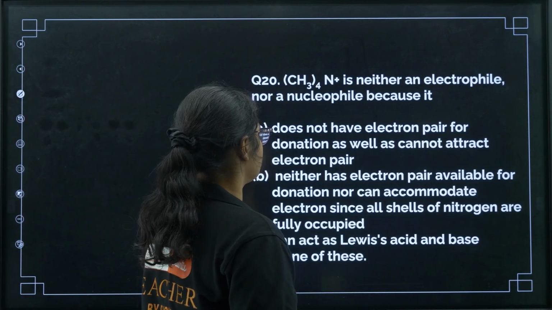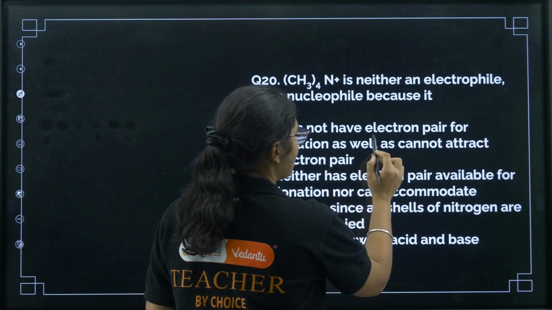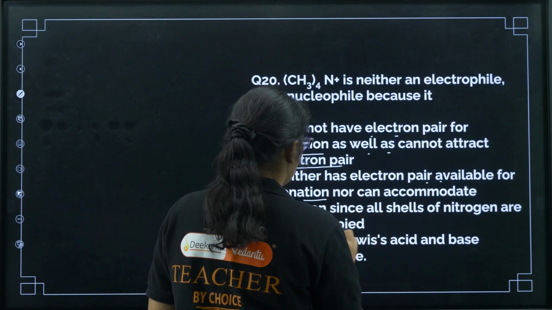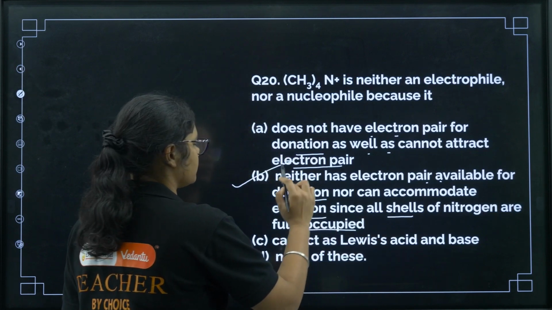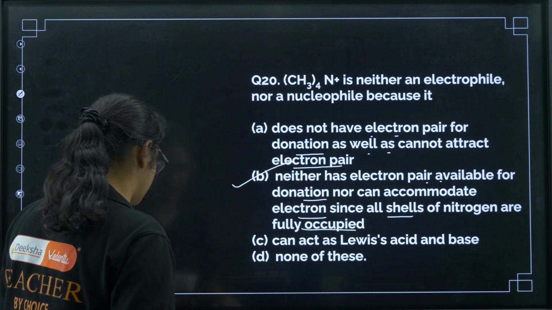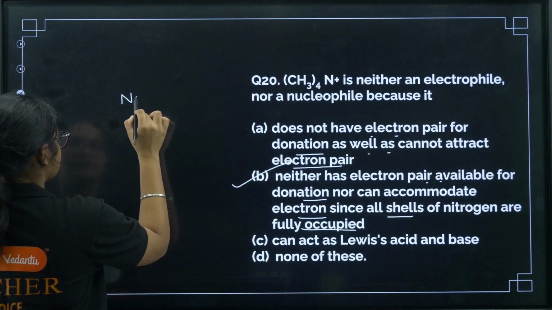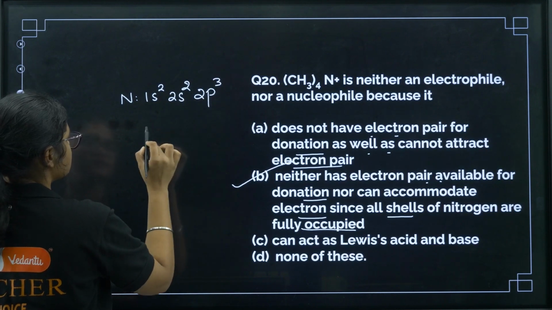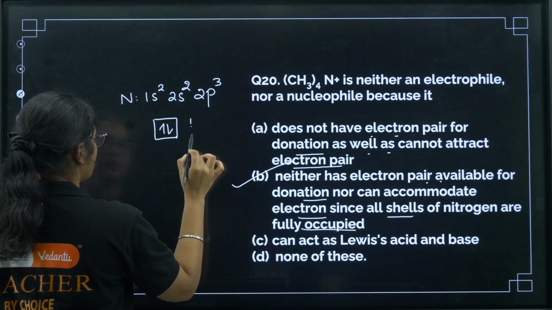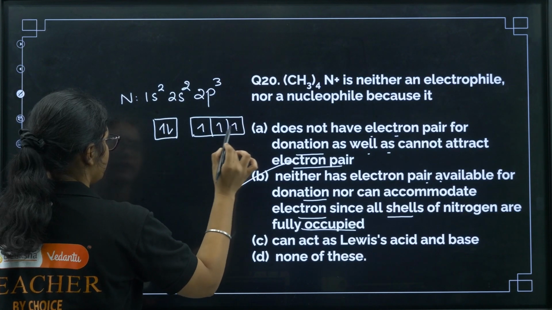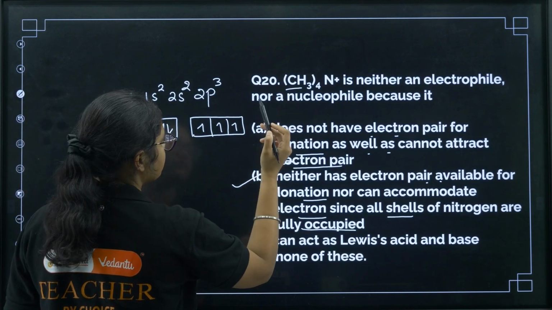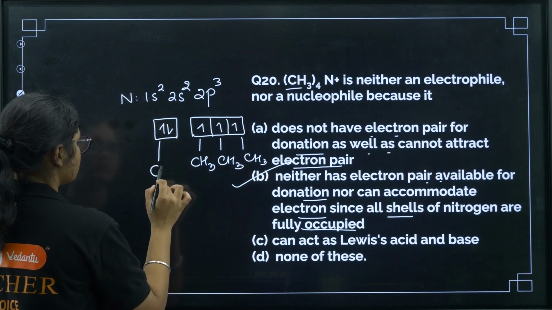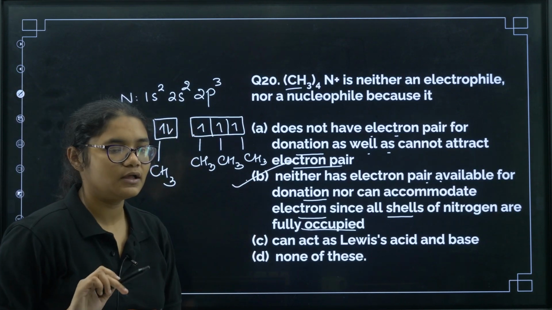Now, (CH3)4N+ is neither an electrophile nor a nucleophile because it does not have an electron pair for donation and cannot attract an electron pair, since all the shells of the nitrogen are fully occupied, right. So nitrogen, you can see, is 1s2, 2s2, 2p3, right. Now nitrogen has formed bonds with 3 CH3 groups, and it has also formed a bond with another CH3. So there is no vacant orbital, so that is option number B here.